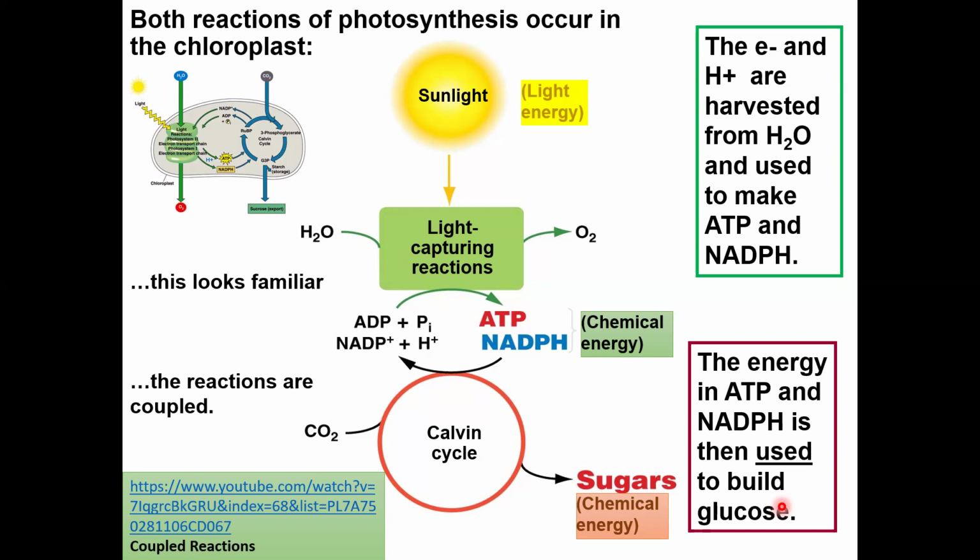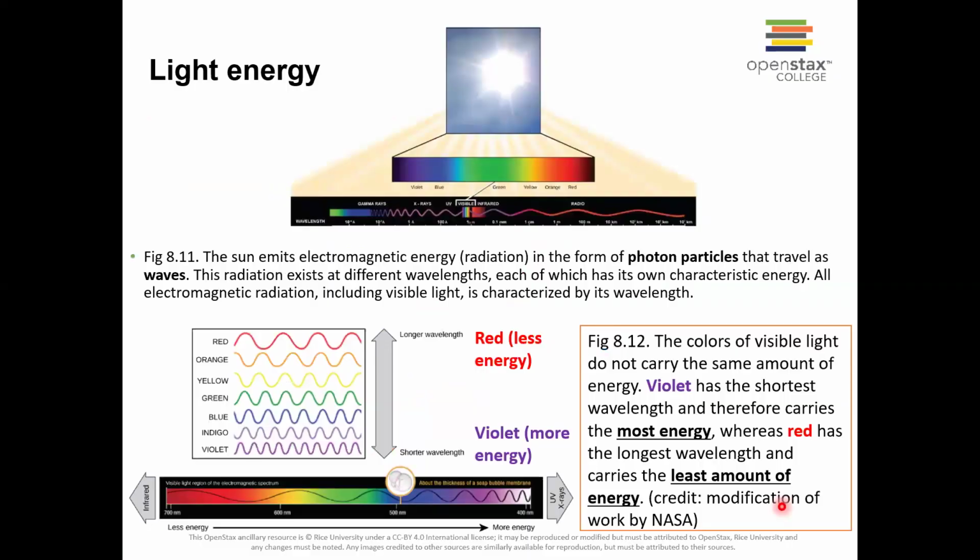But before we can get to all the fun stuff in those different reactions, we need to understand exactly what light energy is. Light energy can just be the energy itself from the sun. It basically emits electromagnetic energy or radiation in the form of photon particles that travel as waves. And these wavelengths can be very different, so they do not carry the same amount of energy in each of them.